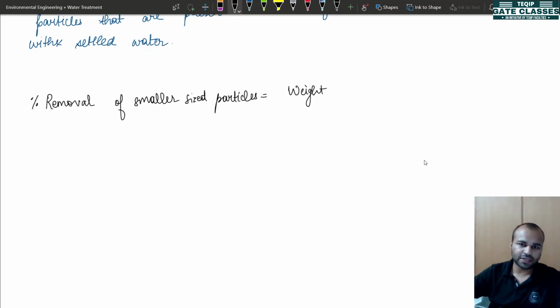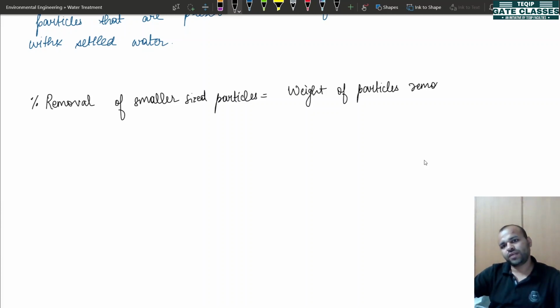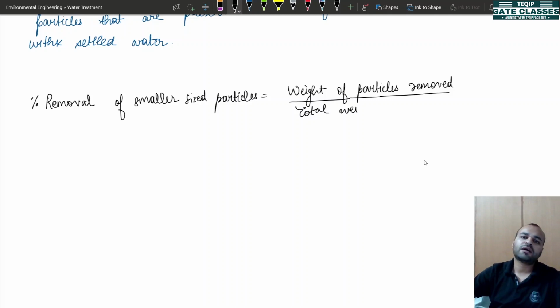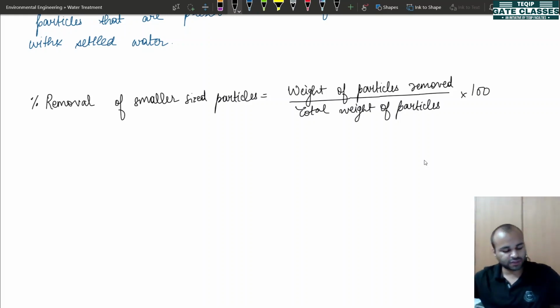It can be calculated with a simple relation: weight of particles removed divided by total weight of particles. This is what we have been asked. Total weight of particles times 100, because we are asked the percentage removal efficiency.